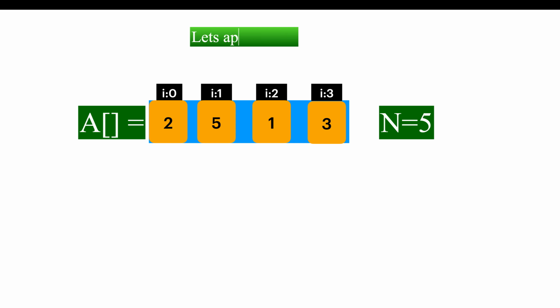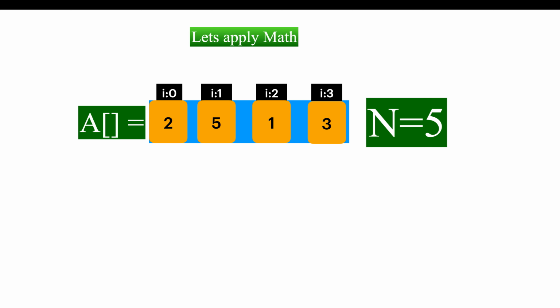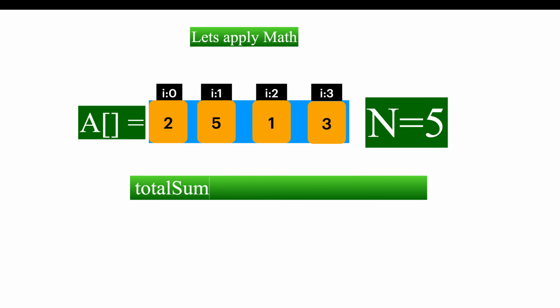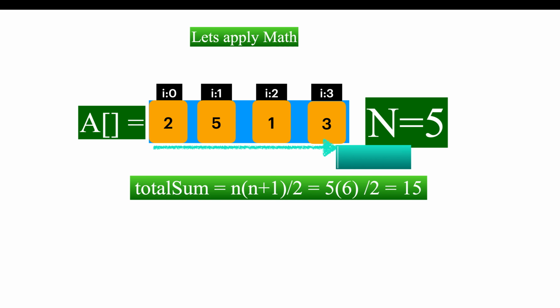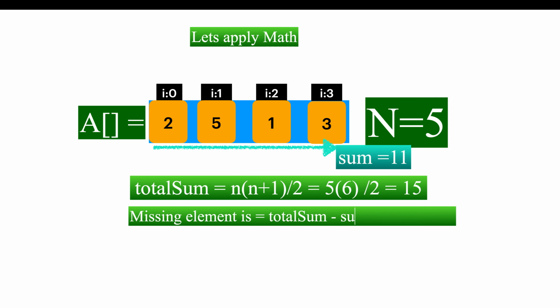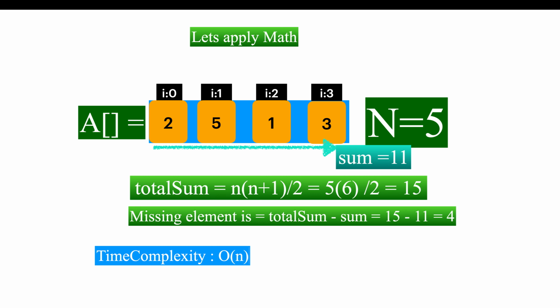We can also give a simple solution with math. So let's apply math. We know we can figure out the sum of n natural numbers using n times n plus 1 by 2. So the total sum will be 15. And find out the sum of the given elements, which is equal to 11. So the missing element will be 15 minus 11, which is equal to 4. So the time complexity here is linear because we iterate the array to find the sum of elements, and the space complexity is constant.